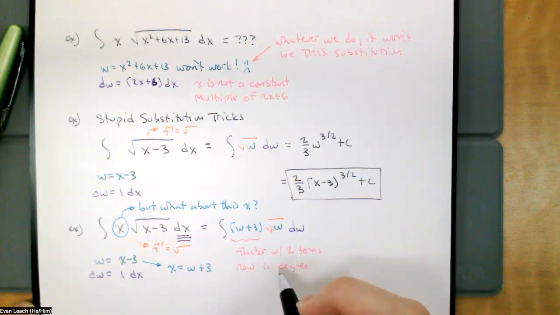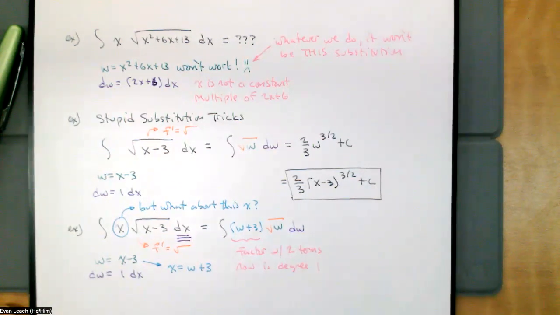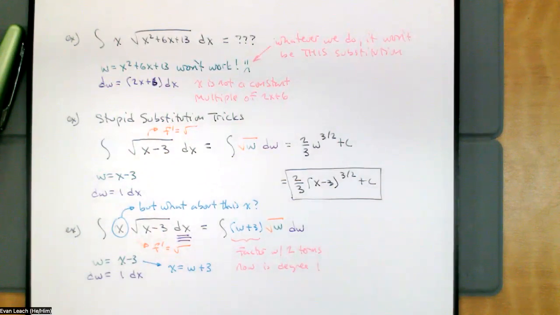That factor with 2 terms now is degree 1, whereas before the factor with 2 terms was degree 1/2. Degree 1/2 is a problem because I can't take the x and distribute it inside and separate terms. But now that the factor with multiple terms is degree 1, we can distribute and separate into terms.